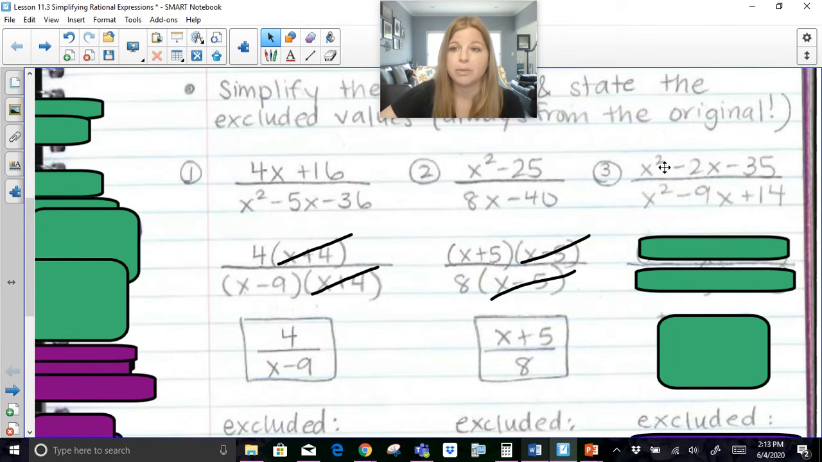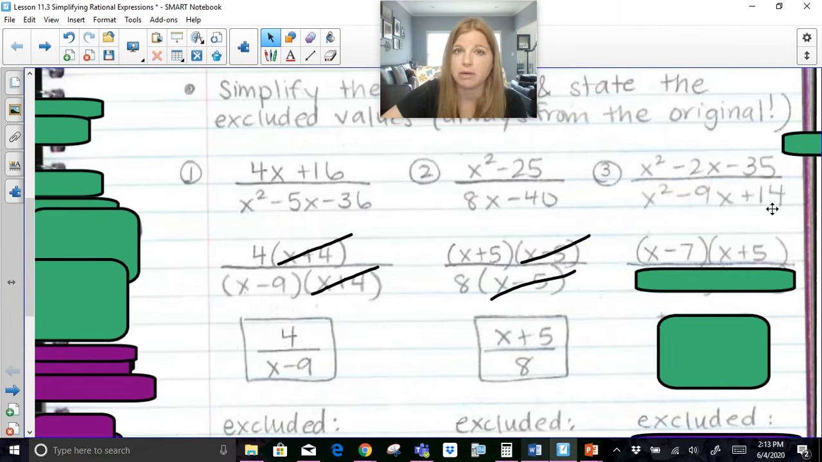Last one here. So my trinomial here, this is where we have to figure out what numbers multiply to get negative 35 that add up to get negative 2. 1 and 35? No. 5 and 2? No, I'm sorry, 5 and 7? My apologies. Yeah, a 5 and a 7. So a 5 and a 7 will multiply to get negative 35, but which one needs to be negative so that when you add them, you get a negative 2? Should be the 7. So x minus 7, x plus 5.